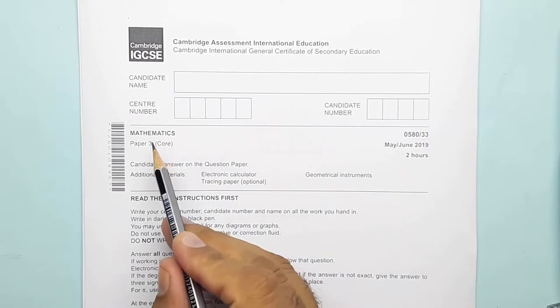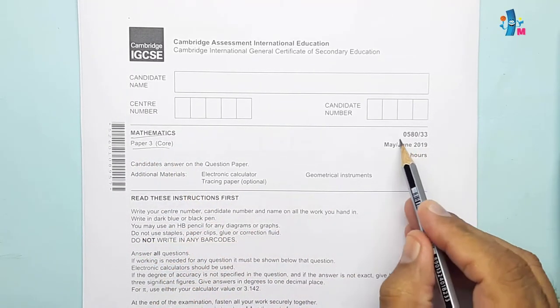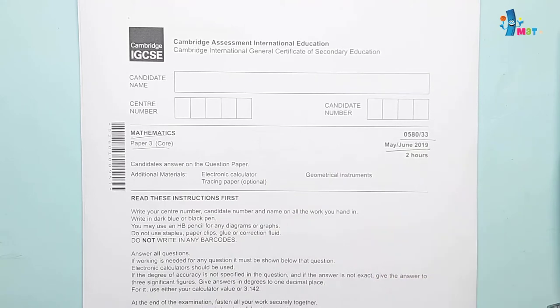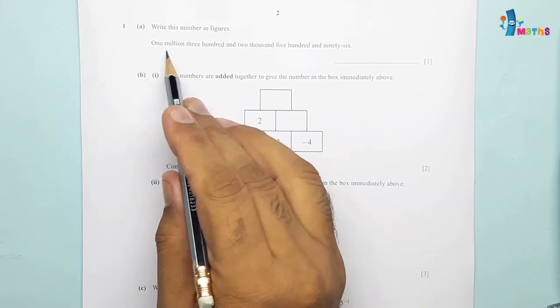Today we'll be going through IGCSE Mathematics paper 3 core, 0580/33, May-June 2019. Question number 1. Write this number in figures.